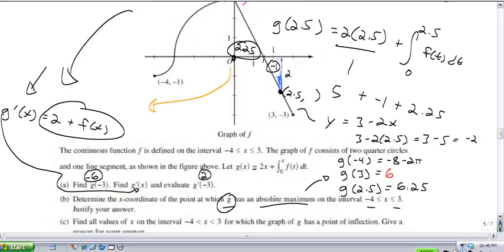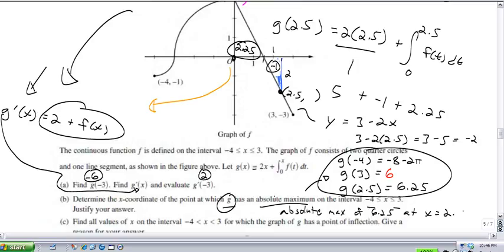The absolute max is at x equals 2.5. Your justification is this stuff here. So, absolute max of 6.25 at x equals 2.5.